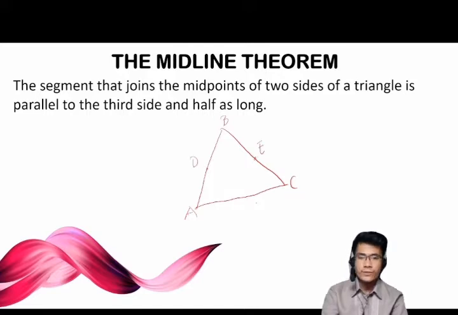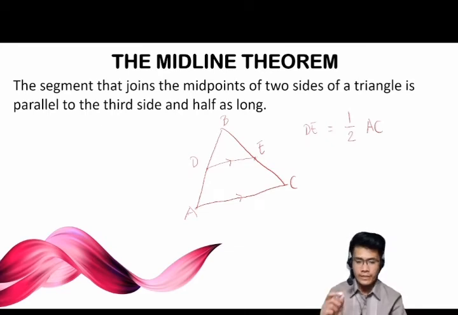Now, if you join the two midpoints, you will create a segment, and the theorem states that this segment, the midline or the mid-segment, is parallel to the third side of the triangle. And the measure of that segment is half the measure of the third side of the triangle. Meaning, segment DE is equal to 1/2 of side AC. So this will be the general formula. Now, let's apply the concept of the midline theorem and solve problems that involve the midline or mid-segment of a triangle.